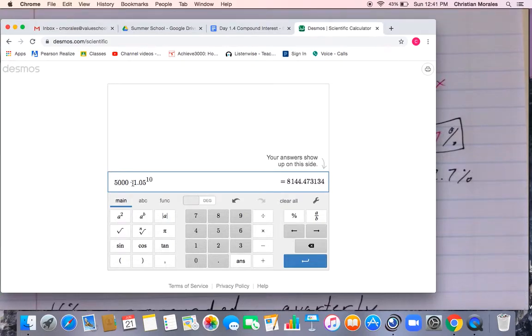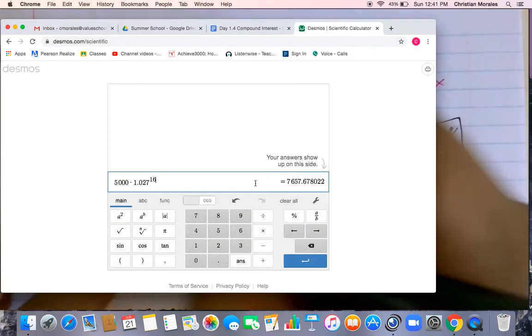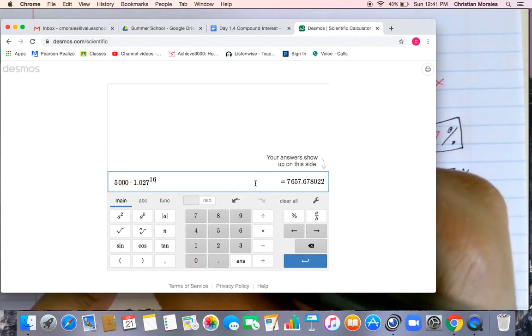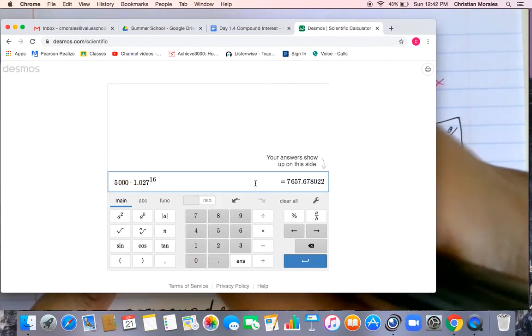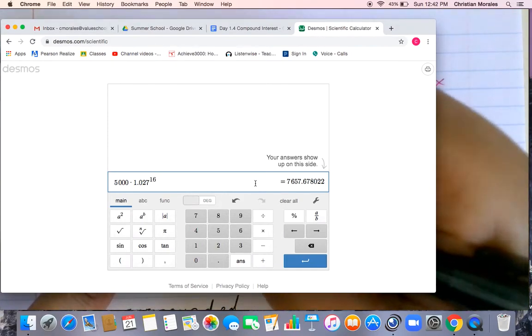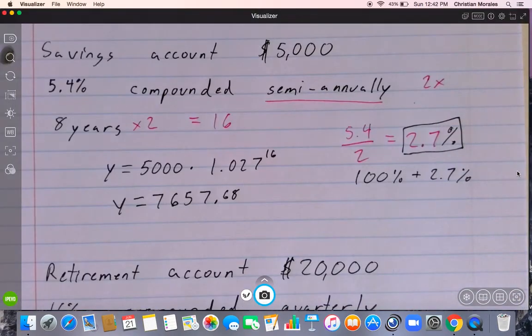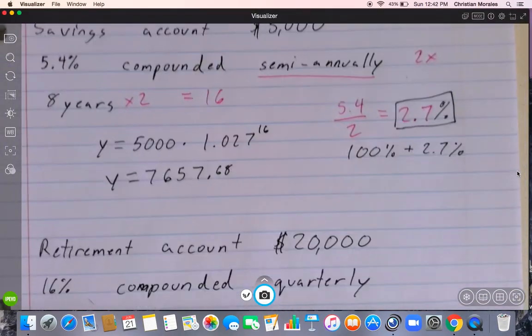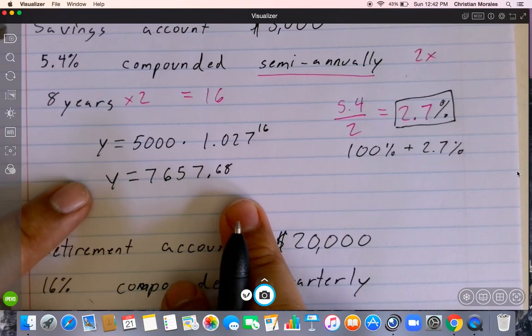So you do that. Let me get the calculator. 5,000, 1.027, to the 16th power. The money would be $7,657.68. I rounded up. Okay, and that's it. That's how you do it.